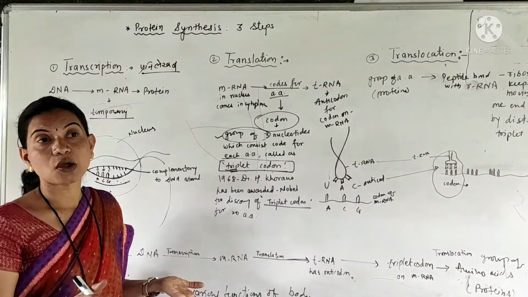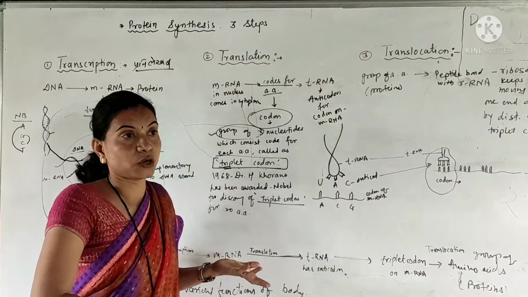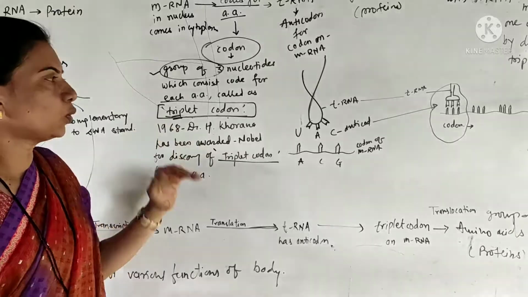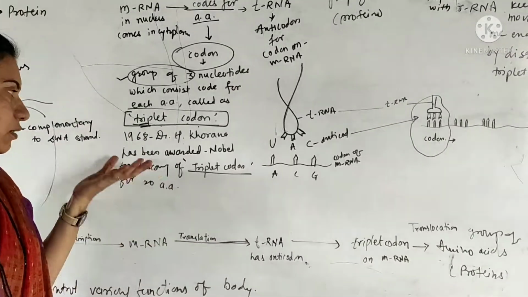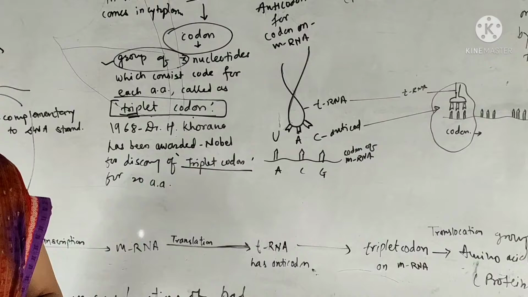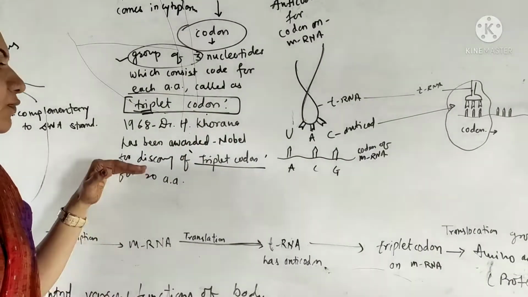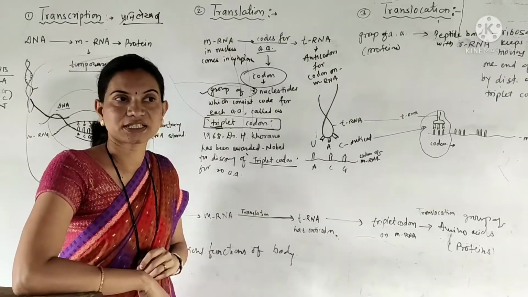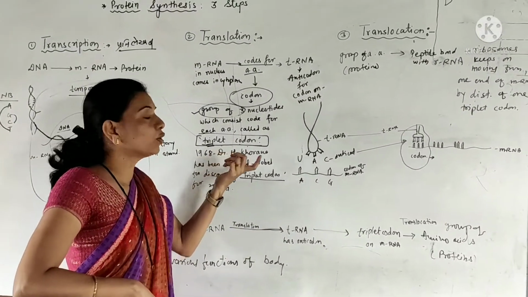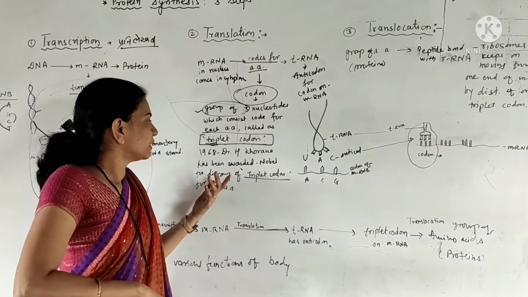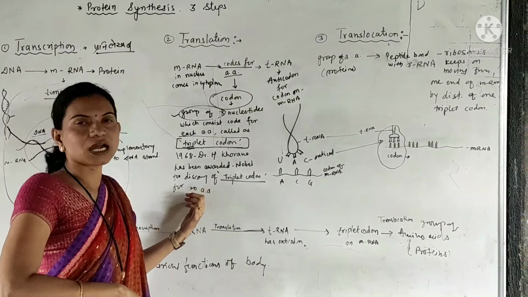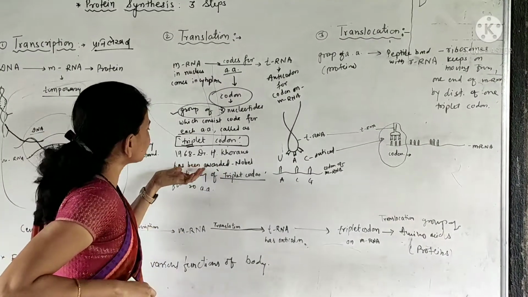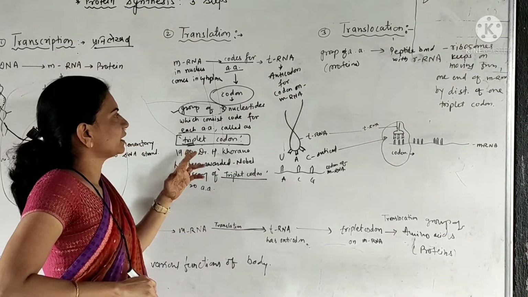And we are very proud of this triplet codon because in 1968, Dr. Har Gobind Khorana, the Indian-origin scientist, was awarded the Nobel Prize for the discovery of the triplet codon for 20 amino acids. Means Dr. Khorana discovered the triplet codon of every amino acid, and therefore he was awarded the Nobel Prize in 1968.